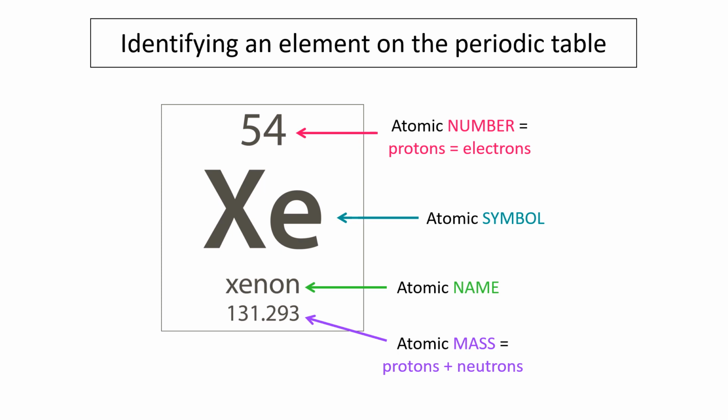Every element has an atomic symbol. In the case of xenon, it's Xe. And every single element is going to have an atomic name, in this case, xenon. And every single element is going to have an atomic mass. An atomic mass is equal to the number of protons plus the number of neutrons.